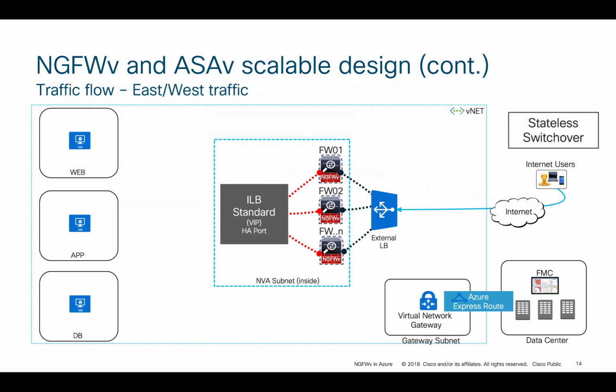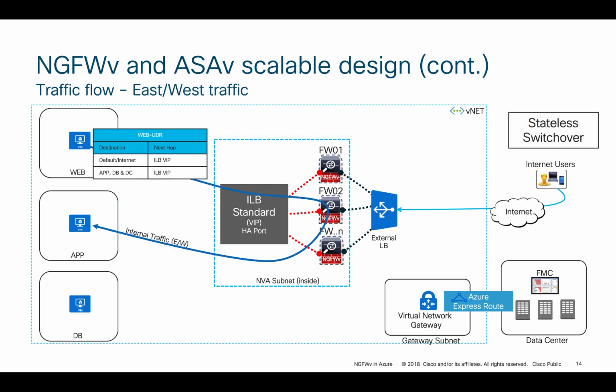Now let's talk about east-west traffic inspection. East-west traffic inspection is exactly the same. You have UDR, and UDR is going to control traffic. Traffic will come to the internal load balancer, then to the firewall, then to the destination subnet. On the way back, there is another UDR applied on the destination subnet as well, which will force that traffic back to the internal load balancer. The internal load balancer will look at the state table and forward it back to the same firewall. So in this case, for east-west traffic, you do not need any kind of source NAT.